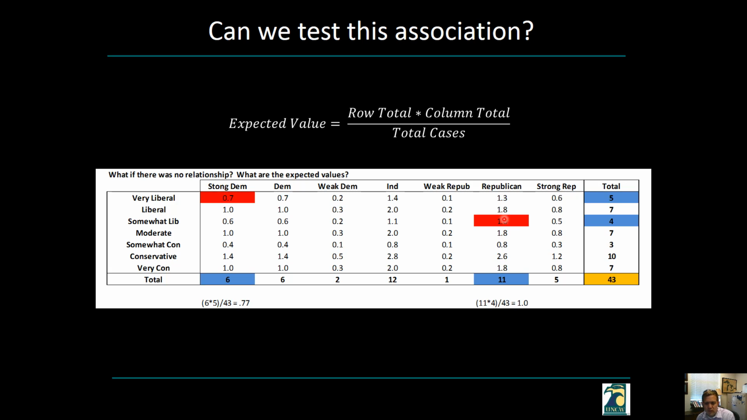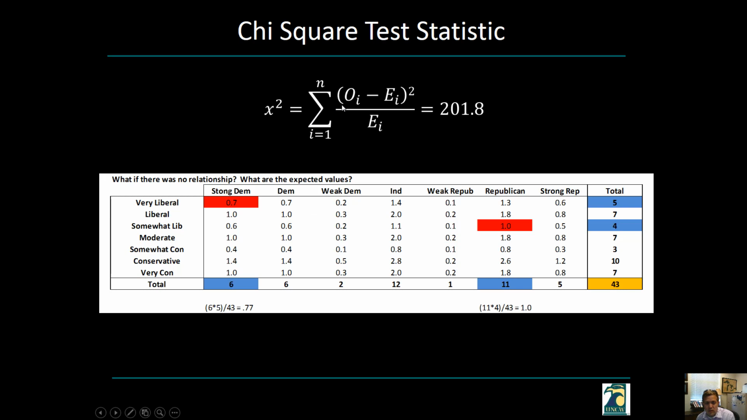And here in this example, this red cell, 11 times 4 divided by 43. We do that for all of these values inside the box. All right? And then what we do is we take what we observe, subtracted by what we'd expect, and you do this for each cell. Again, so lots of calculations here. Square that and divide by what we expect for that cell. And by the time we sum all those up, we add up all these values, we get the number 201.8. This is our test statistic.